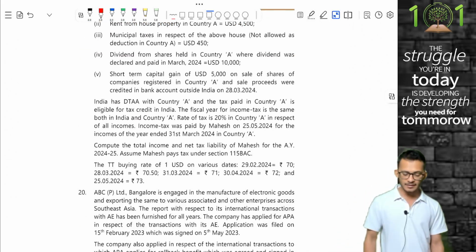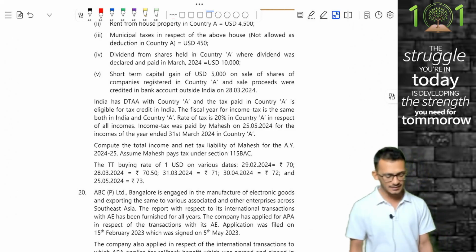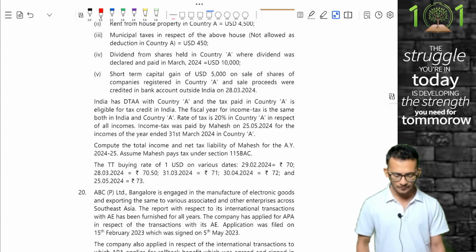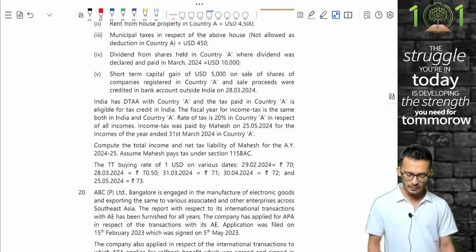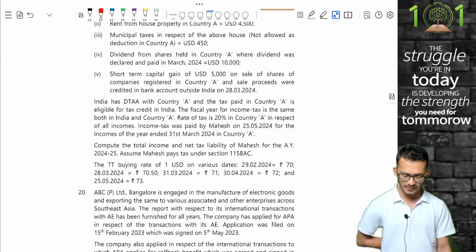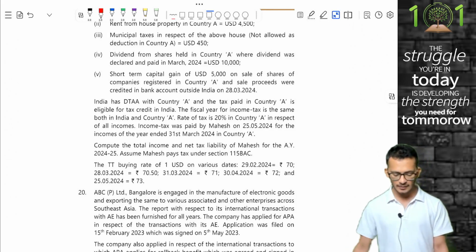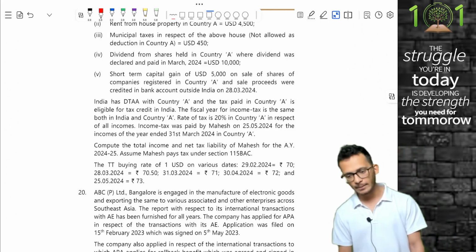India has a DTAA with country A, and the tax paid in country A is eligible for tax credit in India. The fiscal year for the income tax is the same for both. The rate of tax is 20% in country A in respect of all incomes. Income tax was paid by Mahesh for the incomes for the previous year ended 31st March 2024 in country A. Compute the total income and the net tax liability, assuming Mahesh has paid tax under section 115BAC.